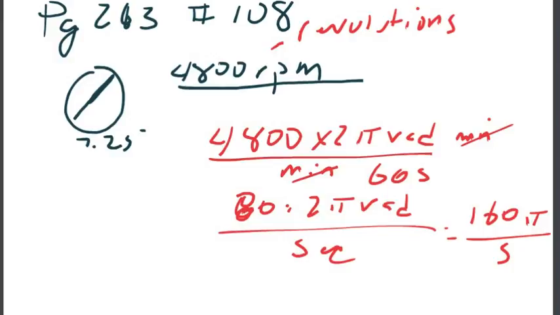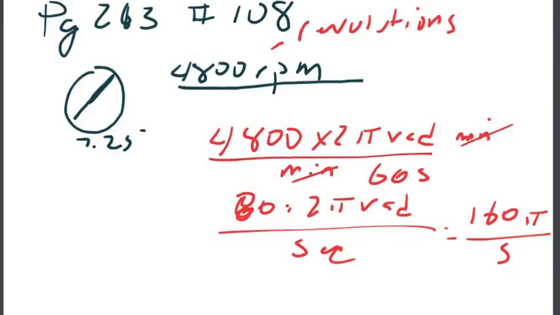It's 160 pi. The book is not real consistent. Sometimes it'll turn that into a number, sometimes it'll leave it as a multiple of pi. This time it left it as a multiple of pi. We may want it that way later. So the A part: 160 pi radians per second.